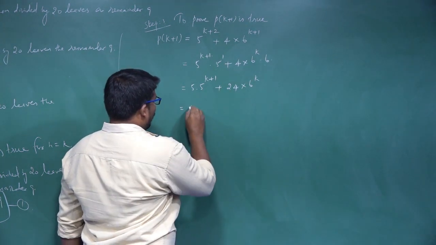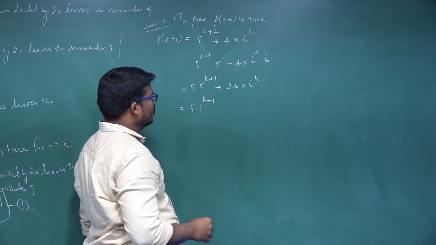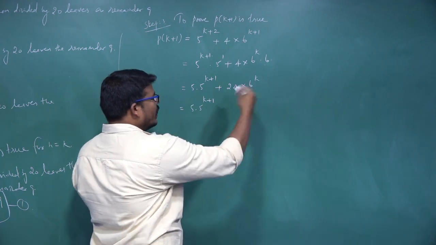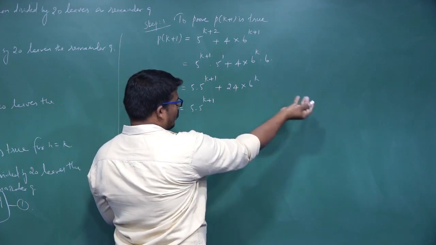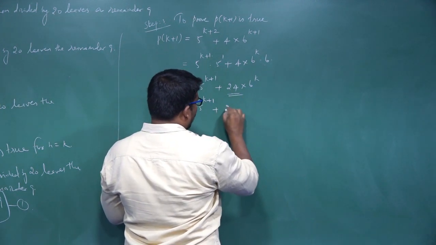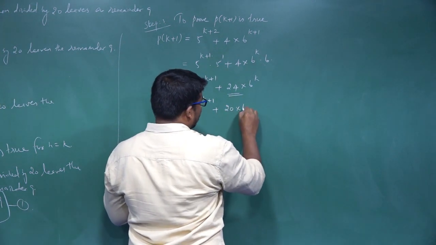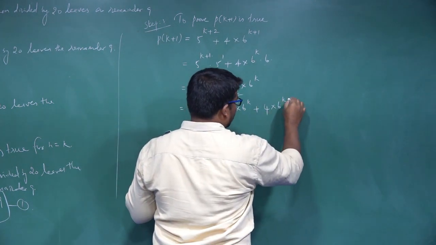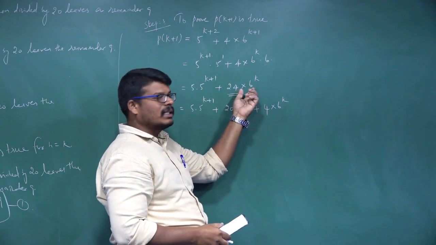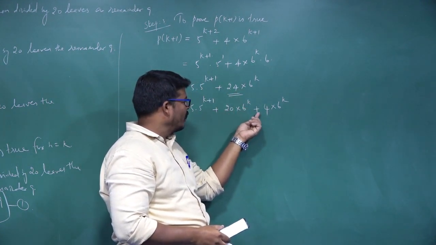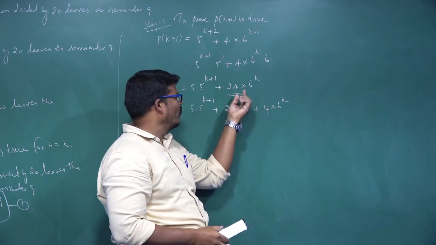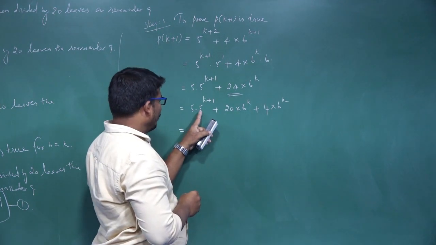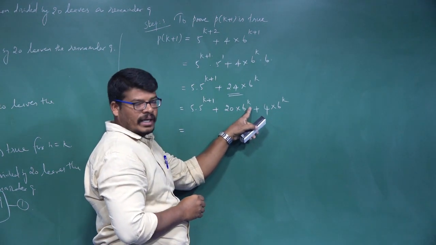Next, that is equal to 5 into 5 power k plus 1, plus 24 into 6 power k. Now split the value 24 as 20 plus 4. So 24 into 6 power k is 20 into 6 power k plus 4 into 6 power k. That is equal to 5 into 5 power k plus 1, plus 20 into 6 power k.